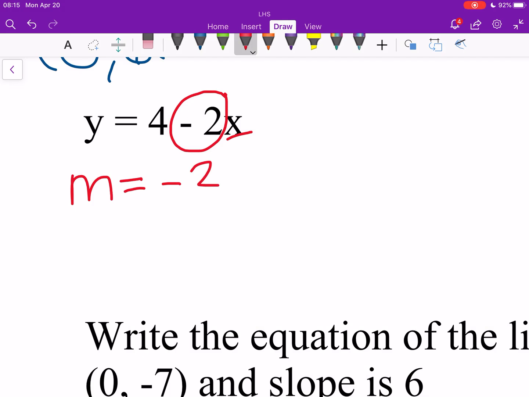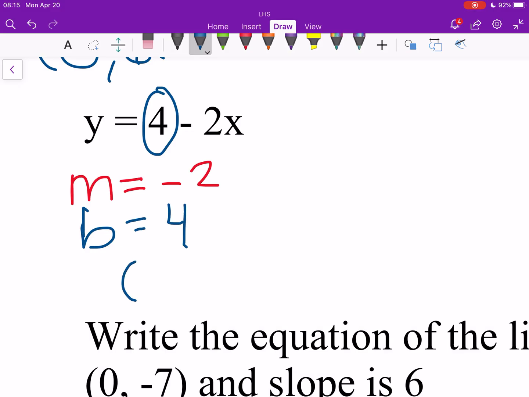We could also say negative 2 over an imaginary 1, right? If we were going to graph it, it's negative 2, run 1. And then the y-intercept is the number that's all by itself. Notice that it's just 4, right? It's not negative 4 because the negative belongs to the 2. We don't write a negative sign after the number. We write it before. So in this case, my y-intercept is equal to 4. And if I was going to write that as a coordinate point, it would be 0, 4.